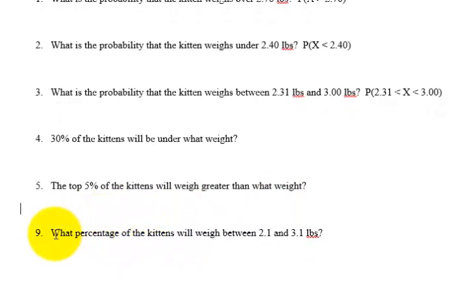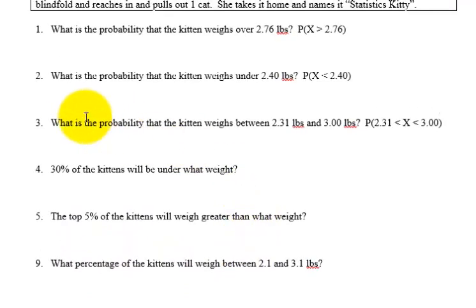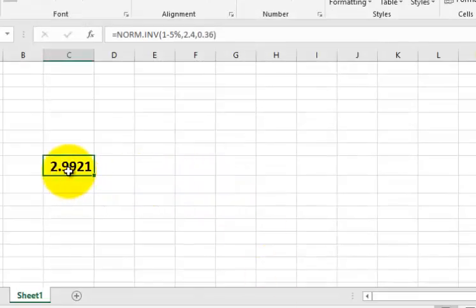And in this last one right here, this one's kind of tricky, but I'll show you real quick. What's the percentage of the kittens who will weigh between 2.1 and 3.1? I tried to trick you, my bad. But basically, this is just like this one up here. What's the probability that the kittens will weigh like that? Probabilities and percentages are the same thing in this context. So what's the probability that the kittens will weigh between these two values? We can simply do that one again.